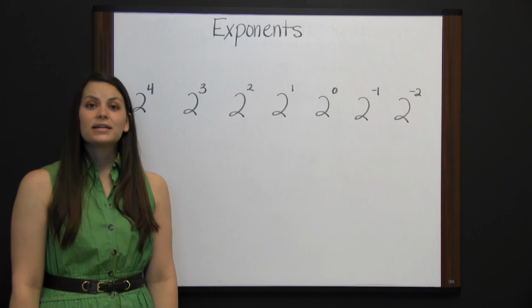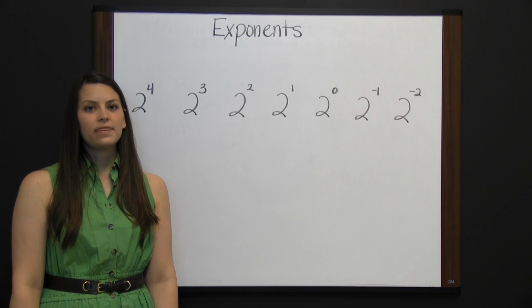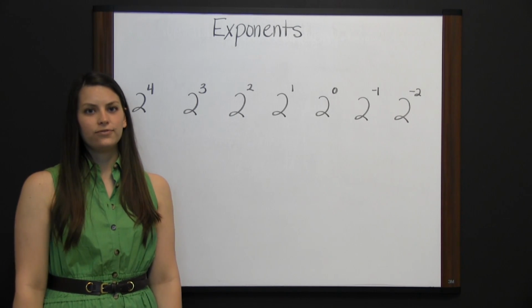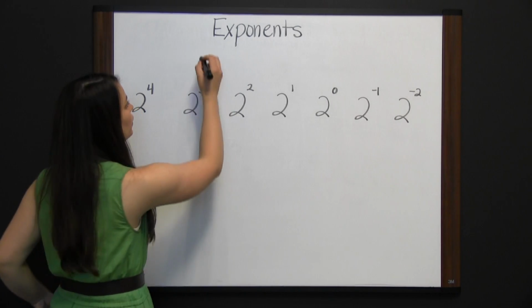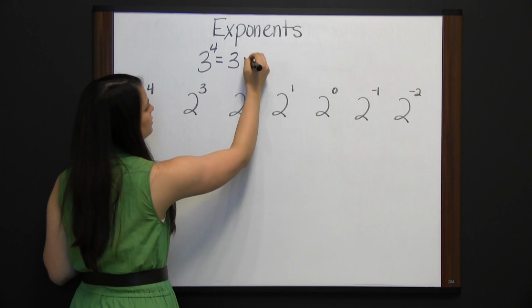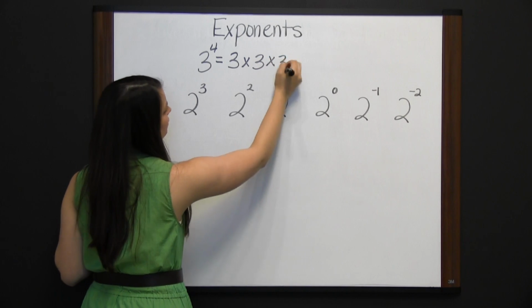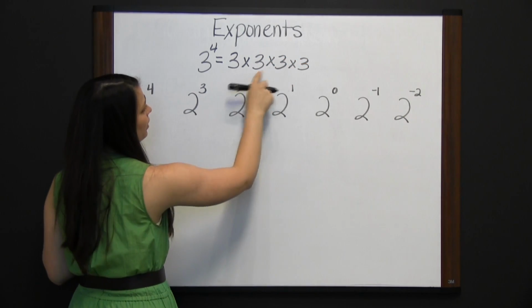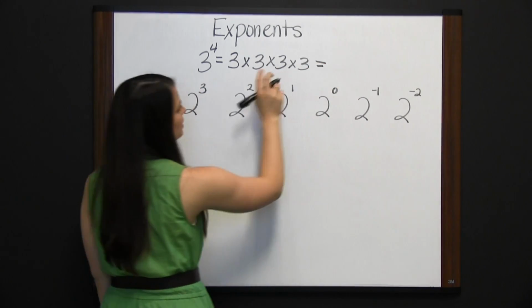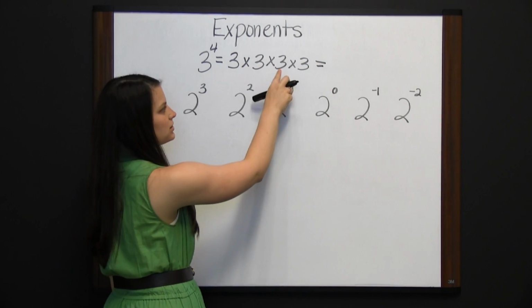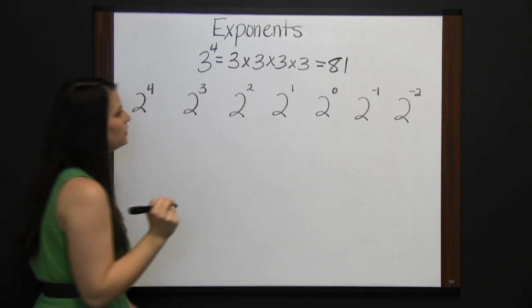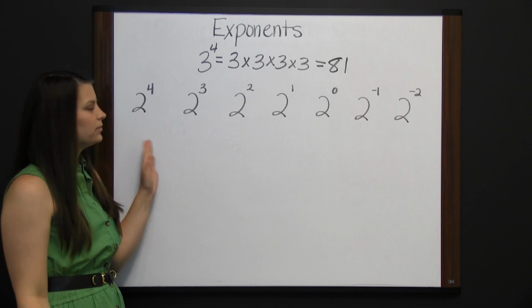Exponents. Exponents or powers represent the number of times a base number is multiplied by itself. For example, 3 to the 4th power is 3 multiplied by itself 4 times because of the exponent 4, which is 3 times 3 is 9, times 3 is 27, times 3 is 81. Let's look at this set of numbers here.